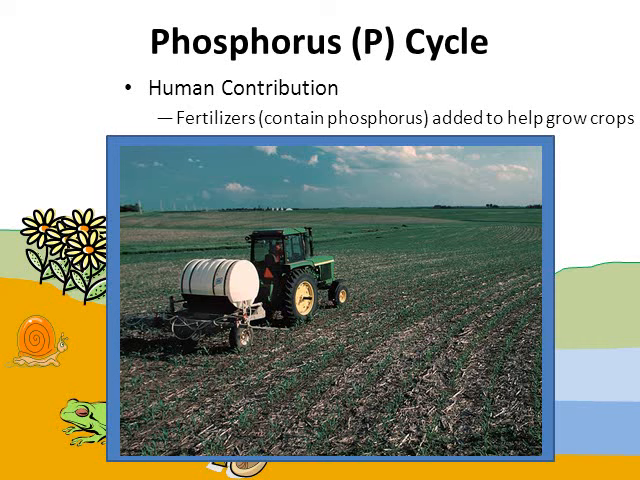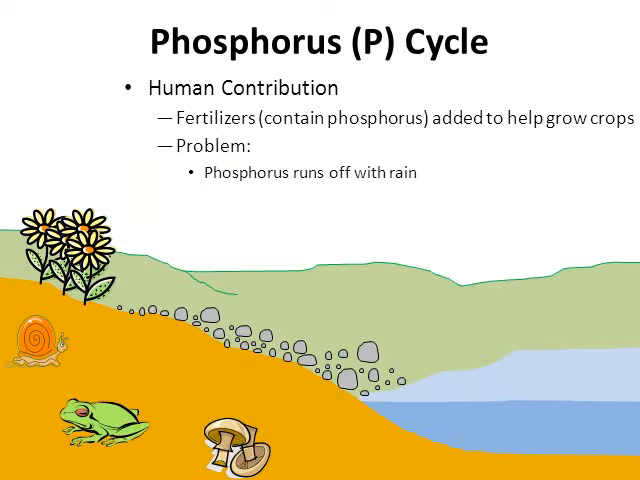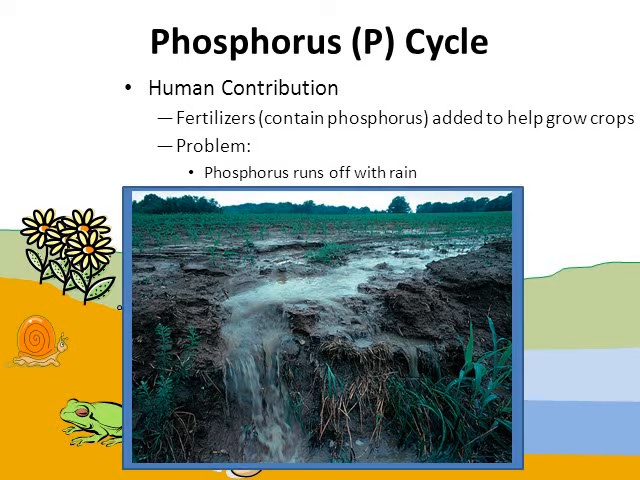Here's a picture of a farmer pulling a tractor spraying fertilizers onto his crops. It's going to help the crops grow better. So the problem is that when phosphorus fertilizers are used, for instance, in this animation we're going to show, often the phosphorus will be added to the crops or to plants or even to a garden at home, and then the phosphorus simply runs off with rain. Here's a picture of some water running off of a farm and just taking away the phosphorus fertilizers that were added to help the crop.